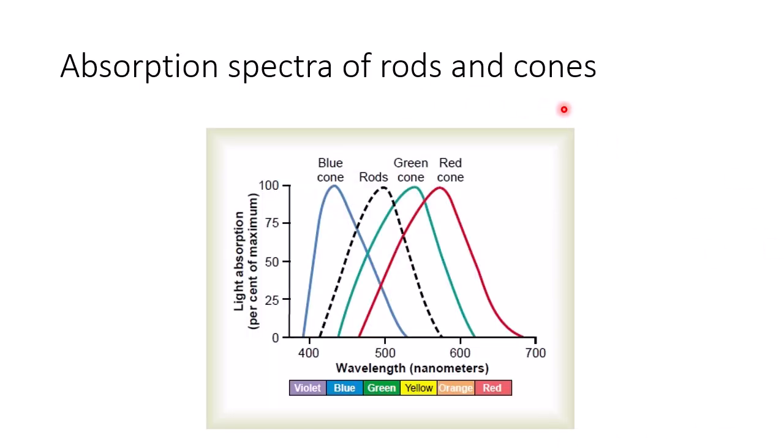Now, rods and cones, as we know, are the photoreceptors of the retina, right? These rods and cones absorb light energy in a particular spectrum of wavelength. For example, blue cones absorb blue light, which is of shorter wavelength, and this is the spectrum of the blue cones. Similarly, green cones absorb medium wavelength or green light, red cones, red light, and rods absorb light of the spectrum of about 500 nanometers. So, each of these photoreceptors have different absorption spectra of light.